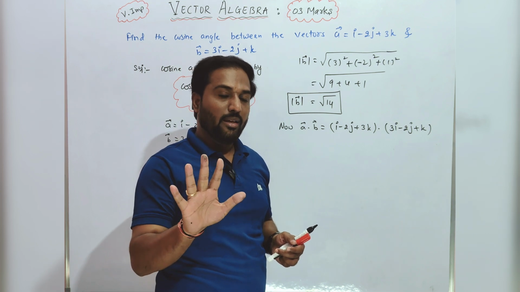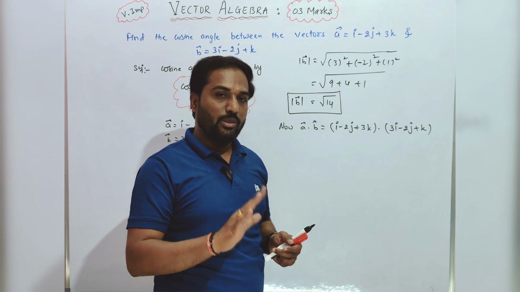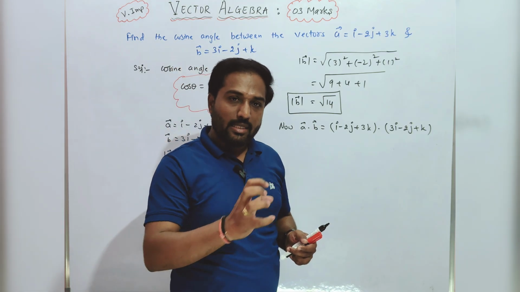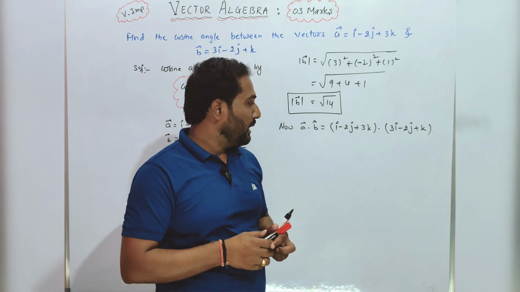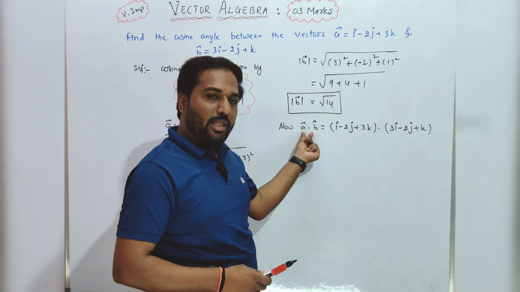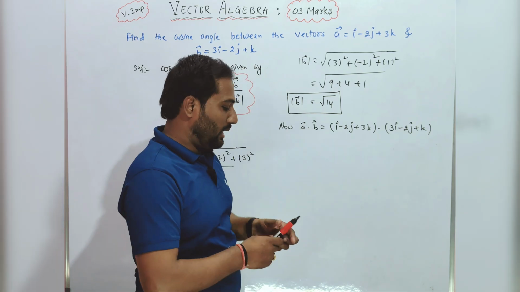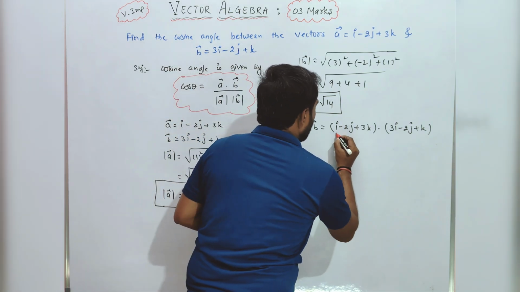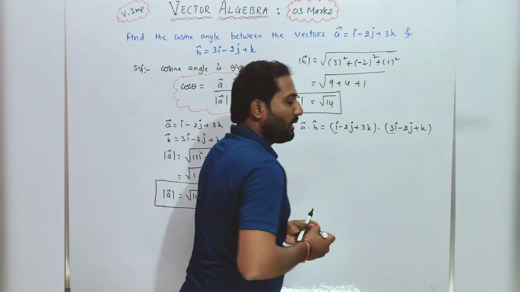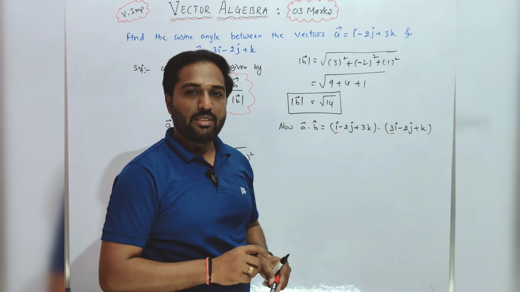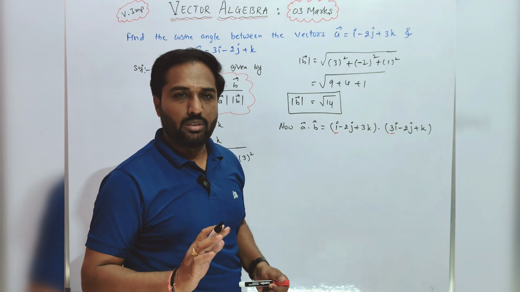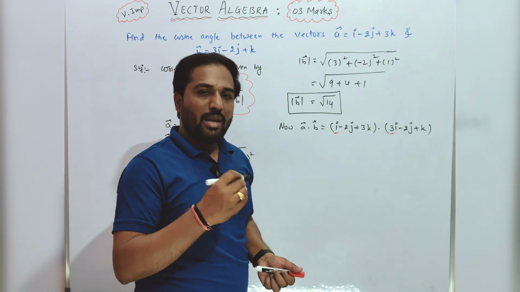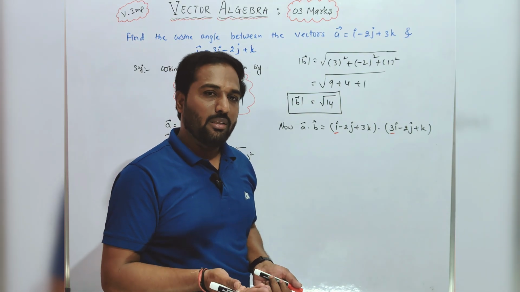Those who have not seen the previous problems, watch the previous videos, where I explained it from the basics. Now, once more, see how to find a dot b. Let us see, what we need to do is just multiply the coefficient of i with i, j with j, k with k. Just multiply the coefficients, okay? And if the multiplied answer is plus, you keep it as plus, otherwise minus.